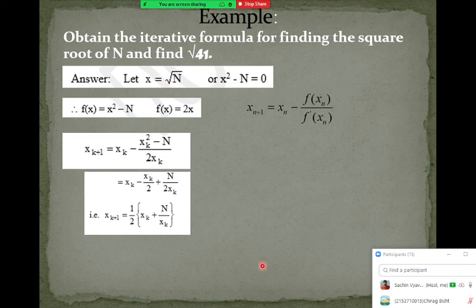Come to the next part. In the next part we want the root of 41 now. To get the root of 41, can anyone tell me what should be x0? What should be the initial approximate root for 41?